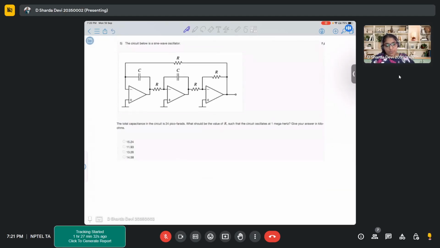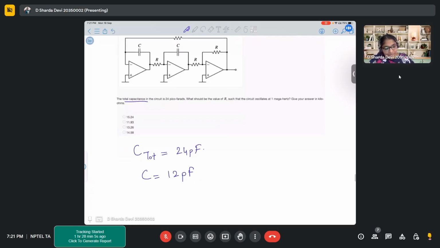So in this problem, this particular circuit that you are observing is a sine wave oscillator. It will give you sine wave oscillations. So here it is mentioned that total capacitance is 24 picofarad. C total is 24 picofarad. And since there are two capacitors, both have been named C, that means ideally it is considered that both the capacitors are equal. So each capacitor is of 12 picofarad.